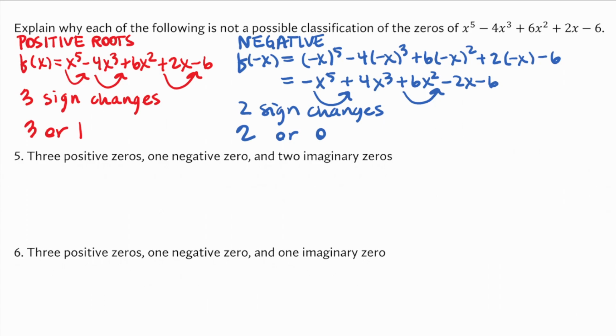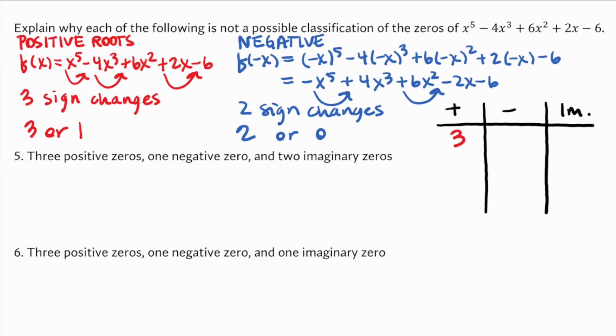Okay, so then I can go off to the side and make a table of all the possibilities. So I can have positive, negative, and imaginary. All right, so I can have 3 positive roots. That's a possibility. And then it's a fifth degree polynomial, so all of these rows of possibilities are going to have to add up to 5. With negative, we saw that there was either 2 or 0. So both of these seem possible.